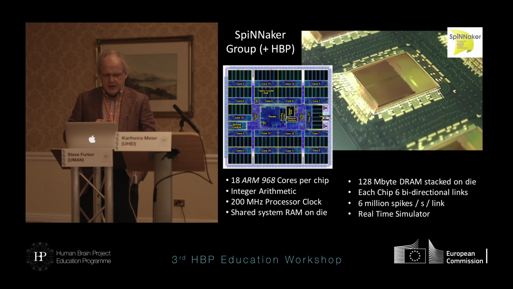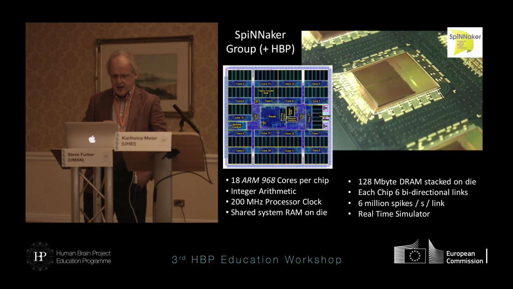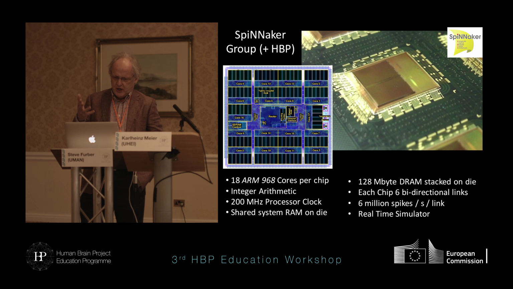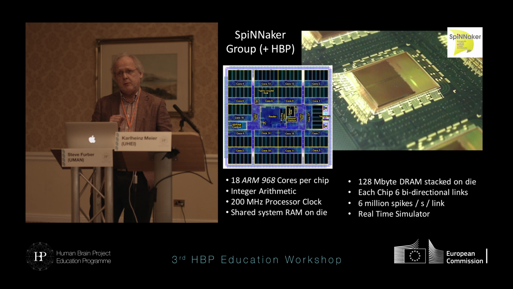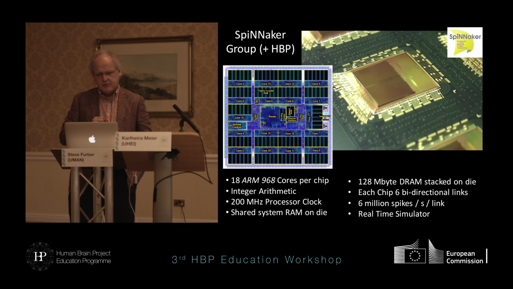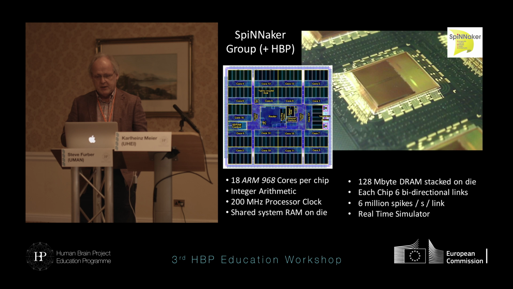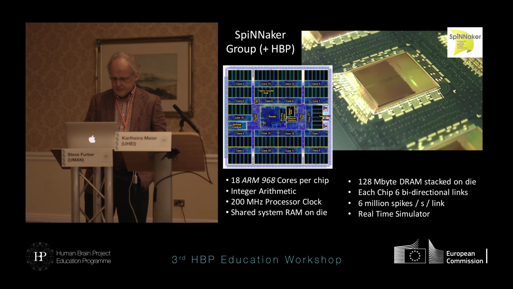So here's Spinnaker. I talked about this earlier, I don't need to say much more now. We have lots of cores. They run at 200 megahertz, so they're running at a modest speed. And they have memory on chip. They have a bigger memory within the package, so we're using basic 3D packaging here. And each chip has 6 connections to its neighbors, and those connections will convey up to 6 million spikes a second. And it runs in real time.